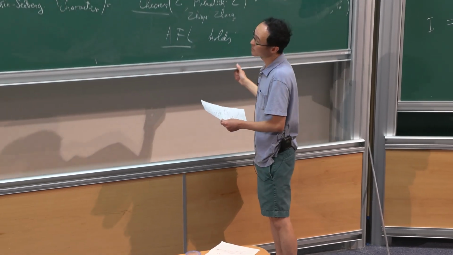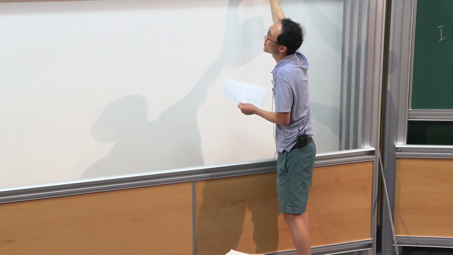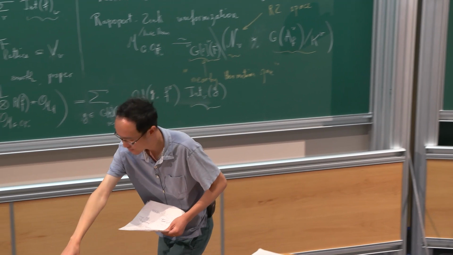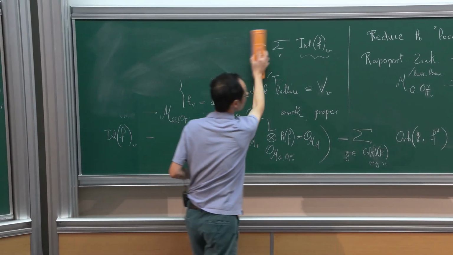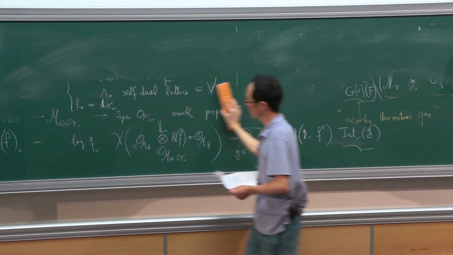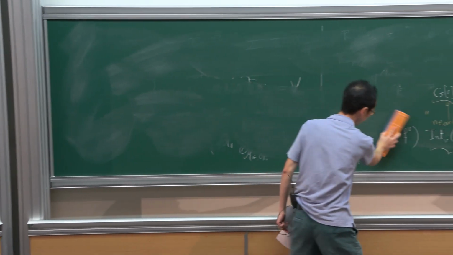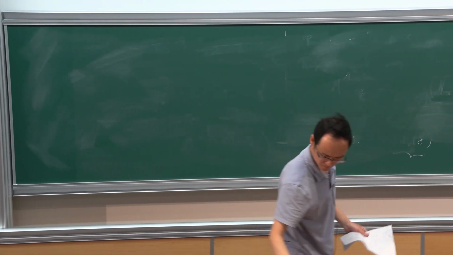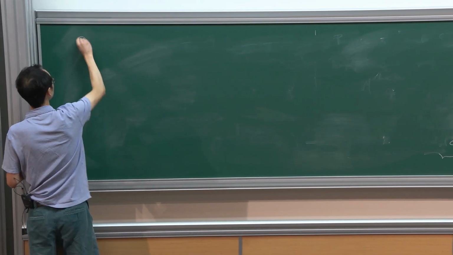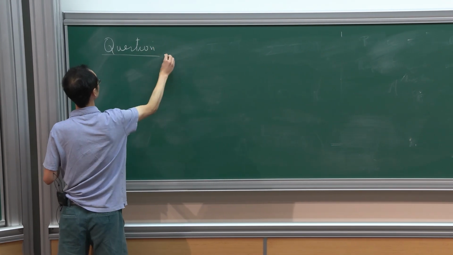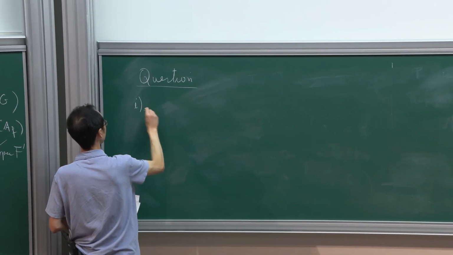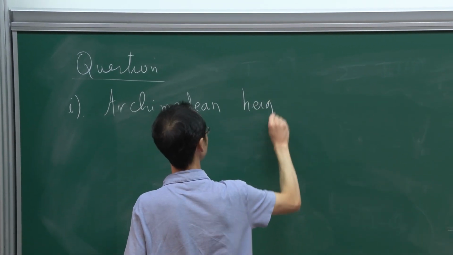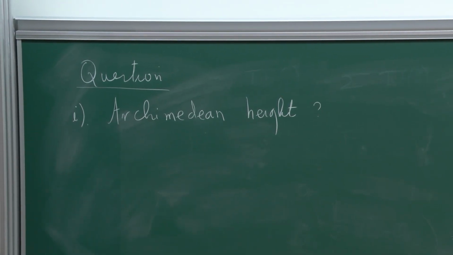So for the last 4 minutes now, let me indicate some questions. So the first question would be for the Archimedean place. This seems to be still difficult. So the Archimedean height. Questions. So why is the Archimedean height? This we don't know how. We don't have a good understanding.